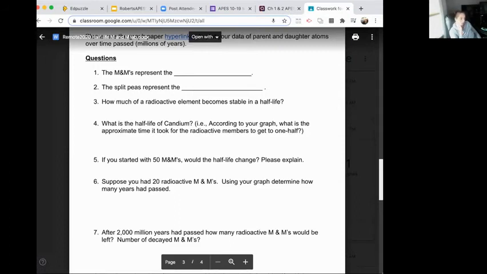All right. Number 2 says the split peas, like if you had dried beans or peas and you replaced that during the activity. Good. So I see daughter atoms and decayed atoms. Yes, which are the same idea: the atom that happens after it becomes stable. Okay. And how much of a radioactive element becomes stable in a half-life?